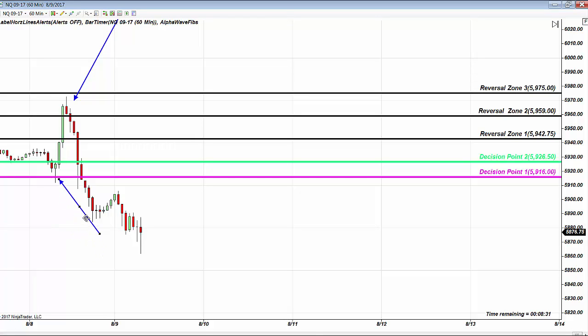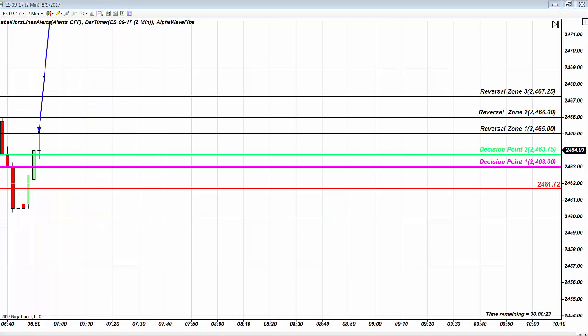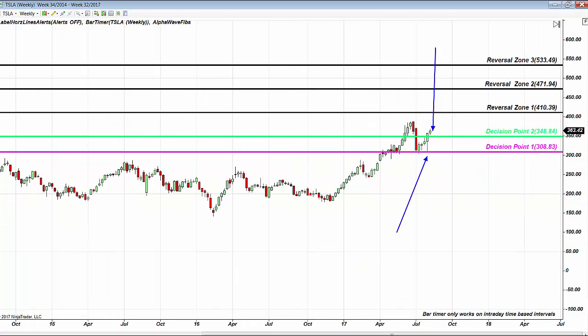Remember that spectacular support on Nasdaq where buyers came in from? That's the exact same thing you're witnessing currently on Tesla. This is Tesla's reversal zone. That's the exact same support you're witnessing each and every day on S&P.